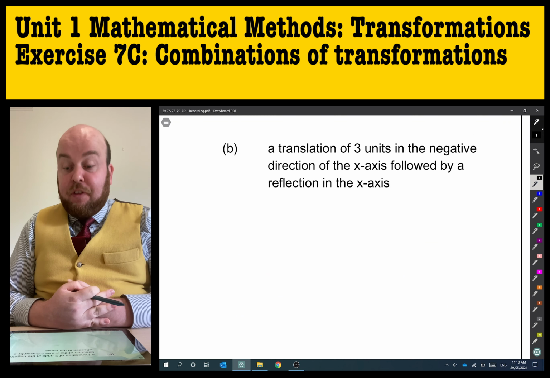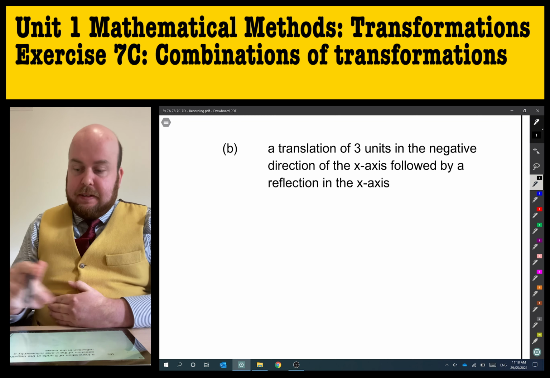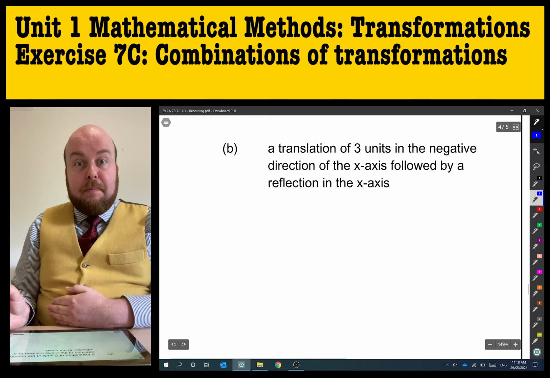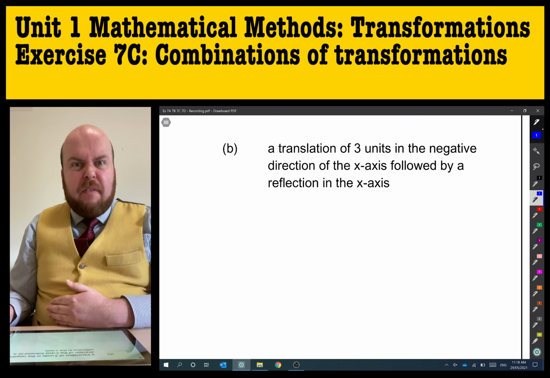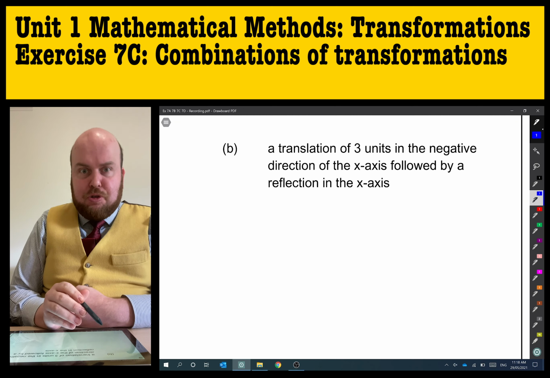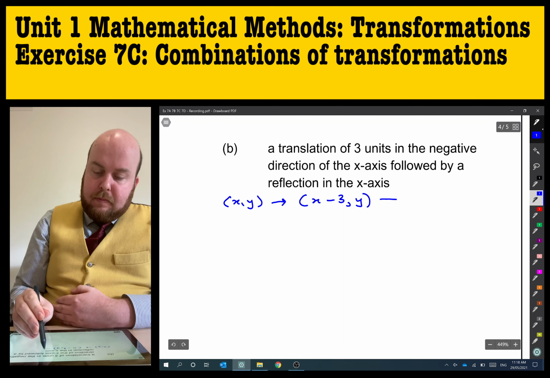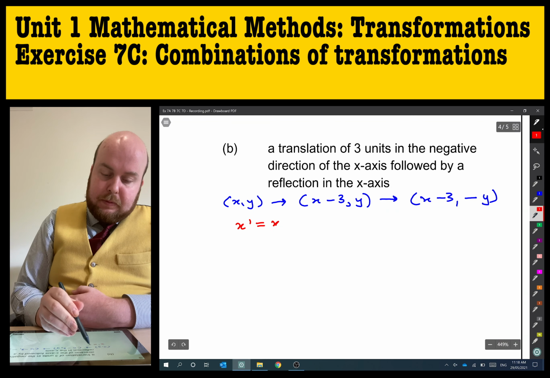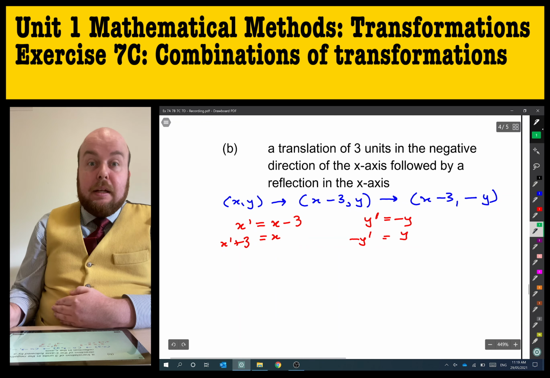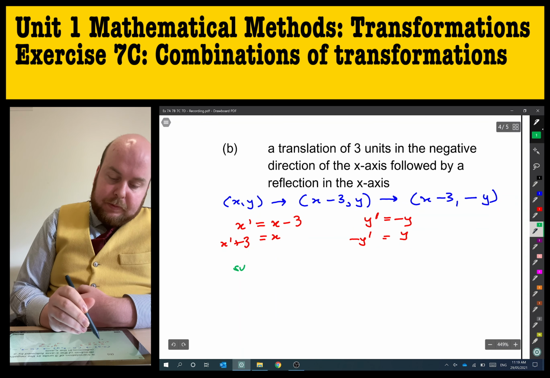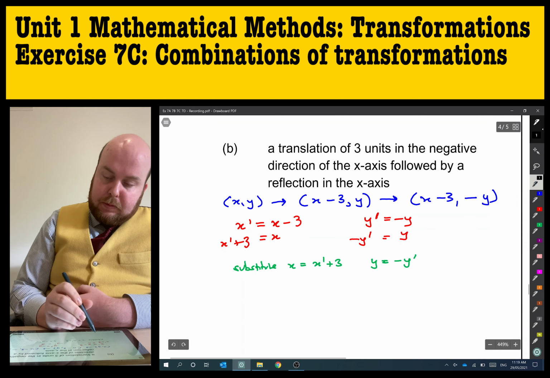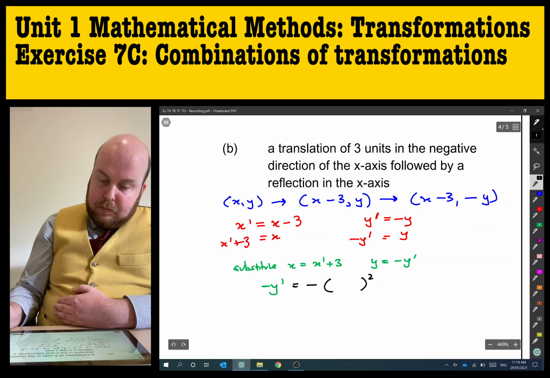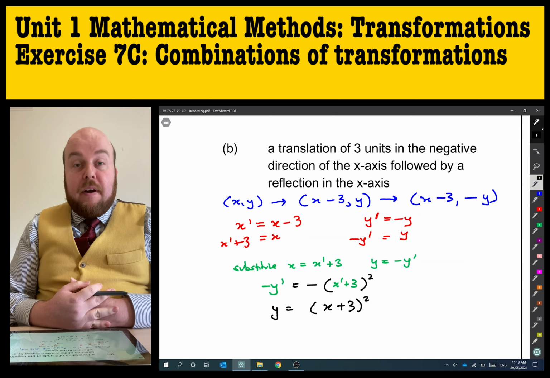B, a translation of 3 units in the negative direction of the x-axis, followed by a reflection in the x-axis. So first of all, set up the sequence of events using the XY notation. Then write the transformation statements. And then substitute. And there's our final answer.